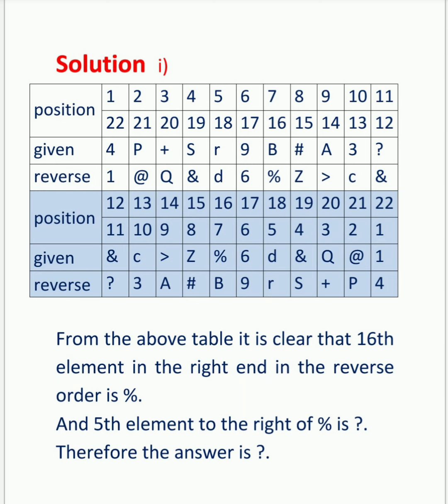Now we have to find the fifth to the right of the 16th element from the right hand. That is, first we have to find the 16th element from the right hand in the reverse order. So by the table, that is percentage. Then the fifth element to the right of percentage is question mark. Therefore, the answer is question mark.